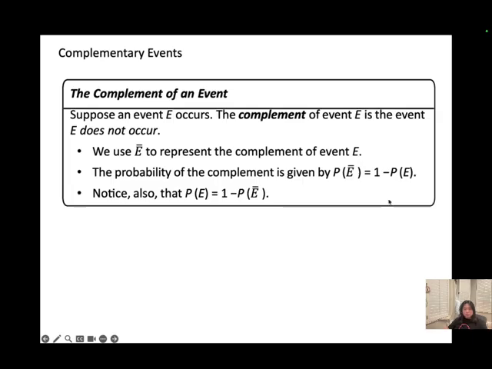The probability of the complement is given by P of the complement of Y equal to 1 minus P of Y. Okay, or another way around. For example, if I say there is a 40% chance it will rain tomorrow, what is the complement? The complement will be 1 minus 40%, which is going to be 60%, right? If I say 40% it will rain tomorrow, then 60% it will not rain tomorrow. So we call this complementary events.